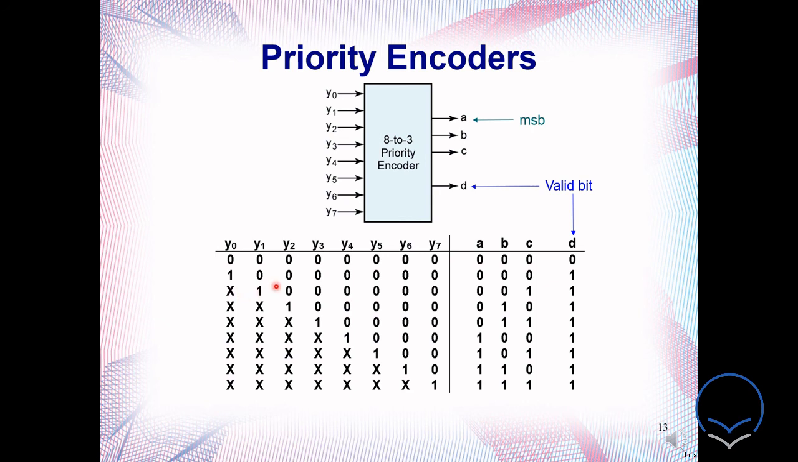As we already discussed, the higher order will get the priority. So Y1 will get the priority over Y0. That's why Y0 doesn't really matter whether it is 0 or 1. Y1 will always get the priority. For this one, Y2 will get the priority. It doesn't matter what your Y0 or Y1 is. For this one, Y3 will get the priority because we already discussed higher order will get the priority. Similarly, here Y7 will get the priority among the others, right?